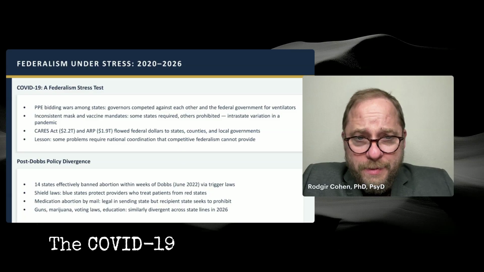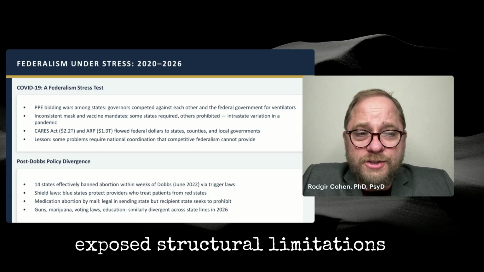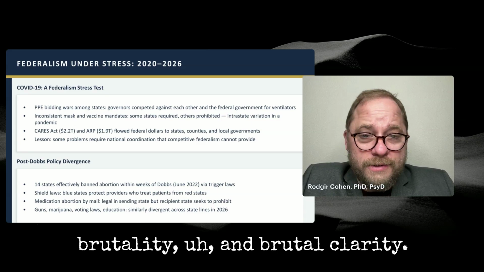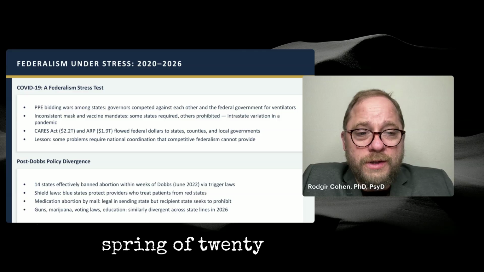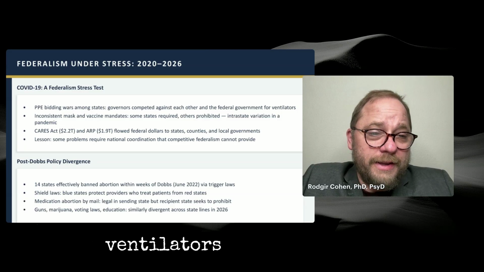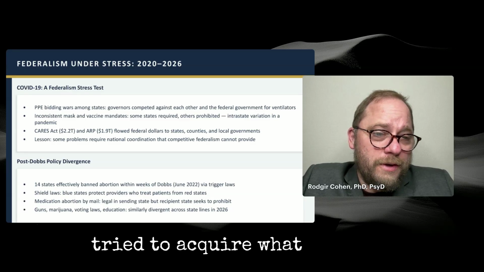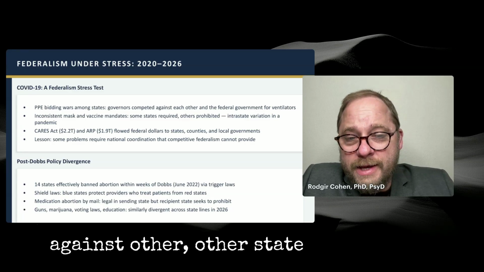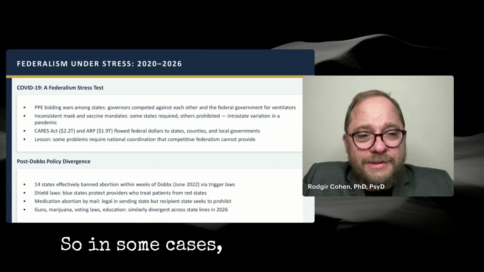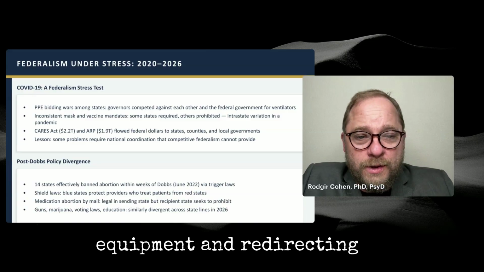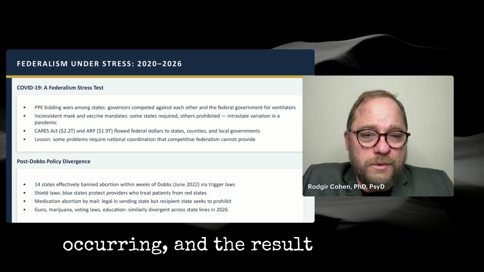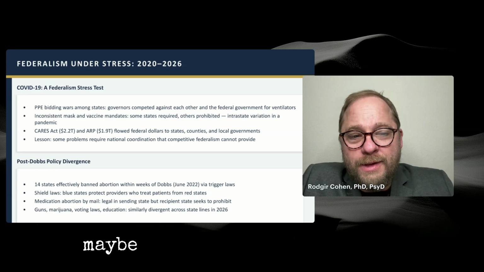The COVID-19 pandemic of 2020 exposed structural limitations of competitive federalism in managing public health emergencies with brutal clarity. The PPE bidding wars in the spring of 2020 were the most vivid illustration. When the pandemic hit and personal protective equipment like masks, gloves, gowns, and ventilators was desperately scarce, every level of government tried to acquire what it could. State governments were bidding against other state governments, and they were bidding against the federal government, which was competing for the same supply chain. In some cases, FEMA was reportedly outbidding state governments for equipment and redirecting it. The federal government using its financial power to override state acquisition efforts was occurring, and the result was higher prices, slower distribution, and maybe even deaths.